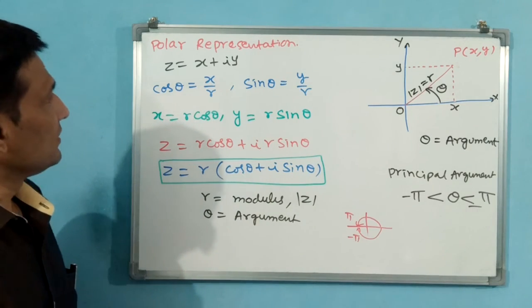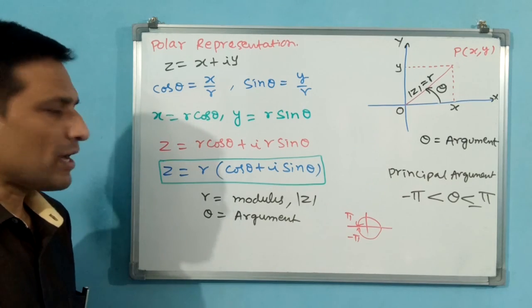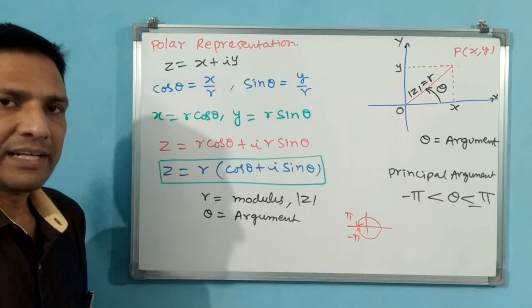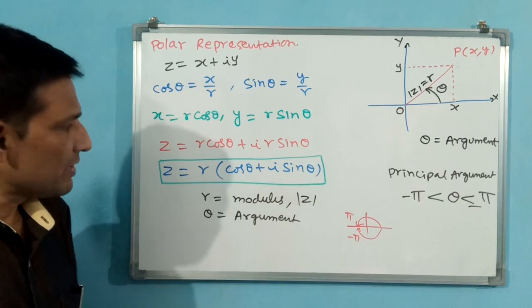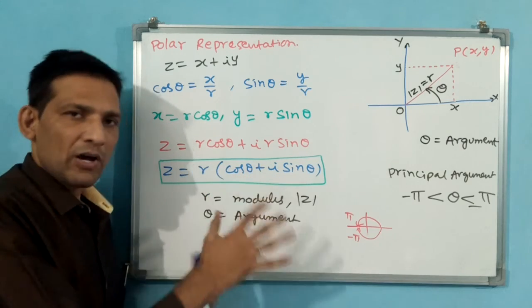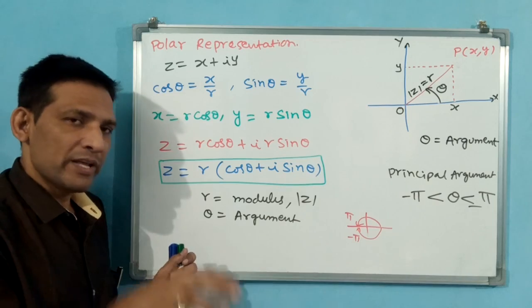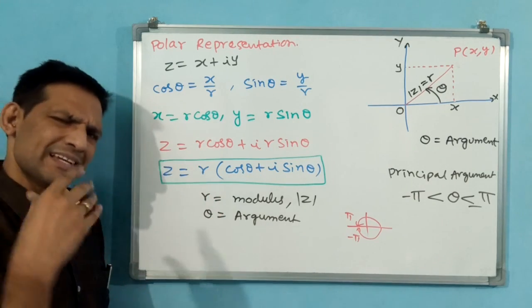This is a representation of complex numbers in polar form. That means z is equal to r cos theta plus i r sin theta. Now you see, any number I cannot give. Why? Because theta has to follow that rule. That is why we have to take worked out examples only, and we will do them rather than exercise only.